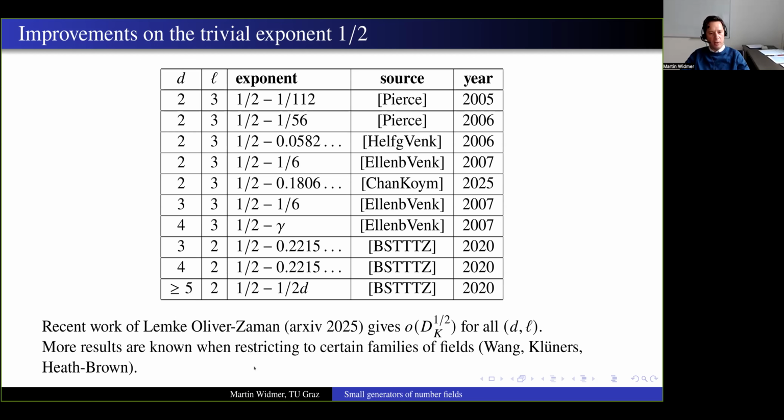There are further results when you allow yourself to consider special families of fields. For instance, if you restrict the Galois group of the closure of the field, and there are two important works of Wang, and also of Wang and Klüners, and there's also a preprint of Heath-Brown.